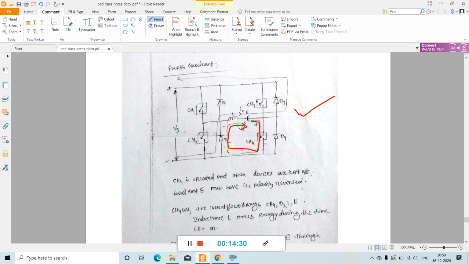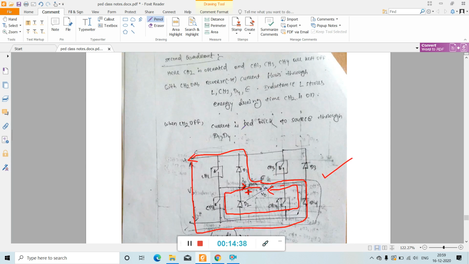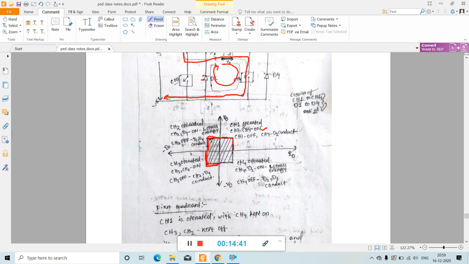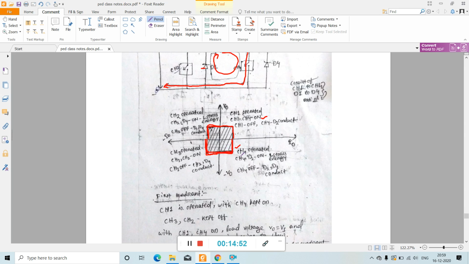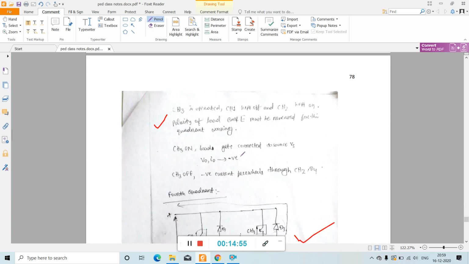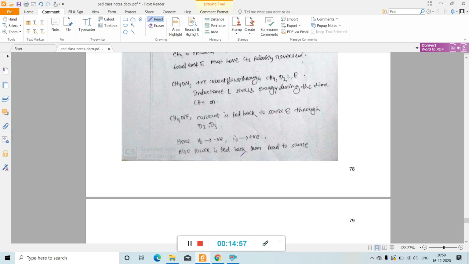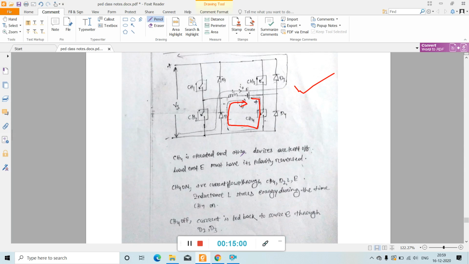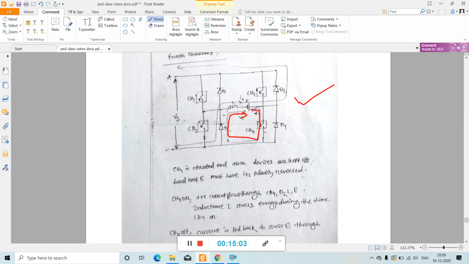See, here the current direction is the same as the assumed I0 direction, but the voltage is reversed. So that's why here I0 is positive and V0 is negative. So the output is like this. Though V0 is negative and I0 is positive, the output lies in the fourth quadrant. This is your fourth quadrant operation. This is the current direction when chopper 4 is operated, or is in the on condition.